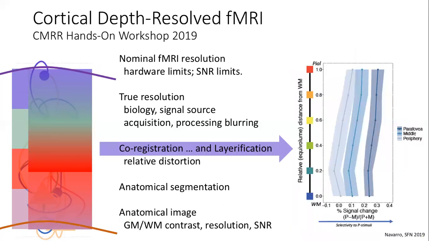And finally, how do we layerify our data? And I'm pretty sure layerify is not a word, but we've got to do something in the voxel-based analysis, a surface-based analysis, or the laminar spatial regression that lets us estimate different fMRI responses at different depths.